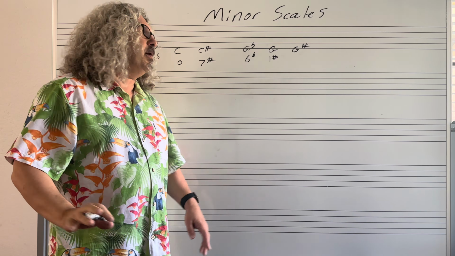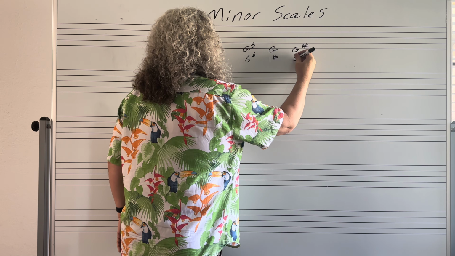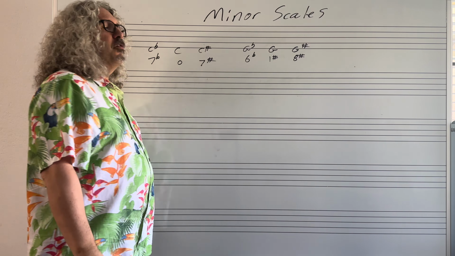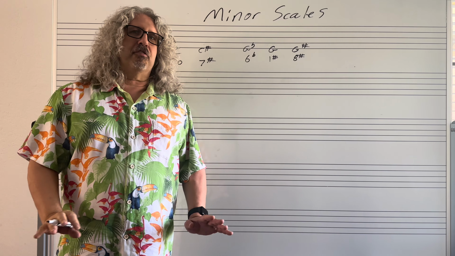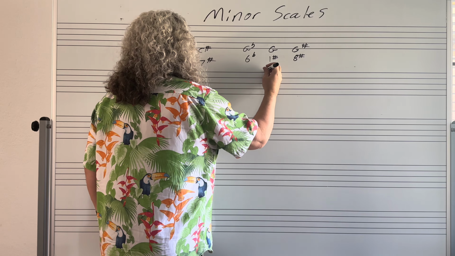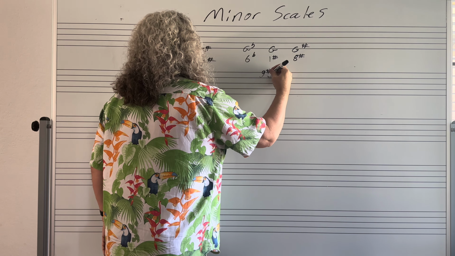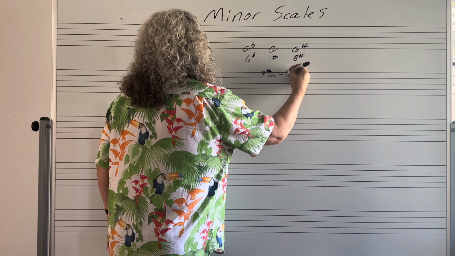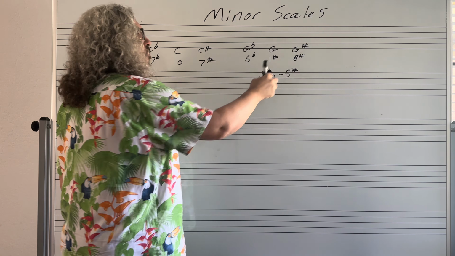If there was a G sharp, theoretically, it doesn't exist. There is no G sharp major. But if it did exist, it would have 8 sharps. So there is no G sharp major. It doesn't exist. But there is a G sharp minor. G sharp minor would have 5 sharps, the 8 sharps minus 3.